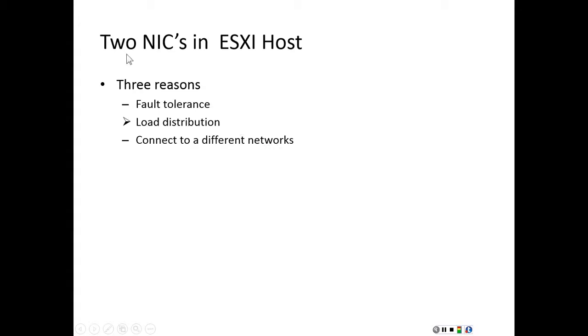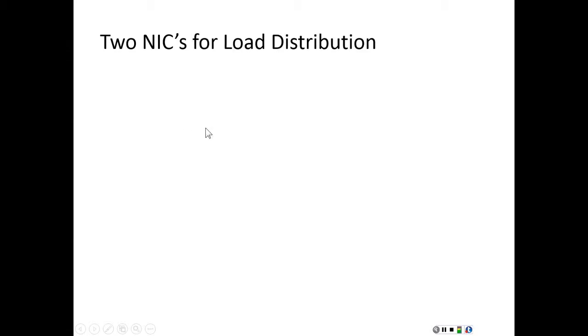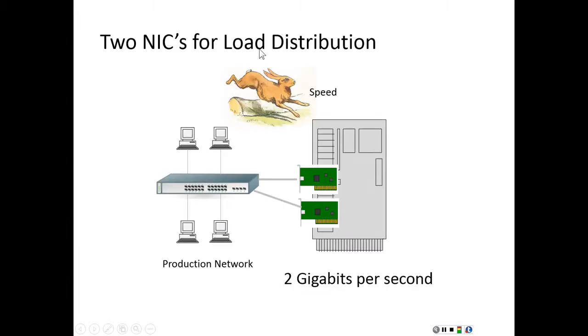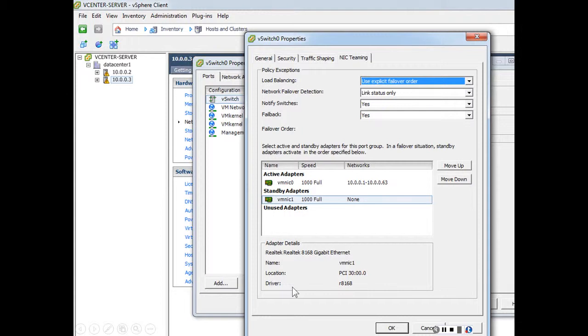A second reason for having two network interface cards in one ESXi host is for load distribution. What load distribution means is combining two network interface cards, and these two network interface cards work in tandem to provide greater speed. If you only had one network interface card, in this example, you would only have 1 gigabit per second. But by having two network interface cards working together, then that doubles our throughput and gives us 2 gigabits per second.